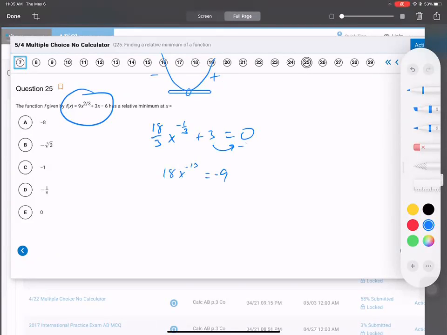Negative 9, so we minus 3, and then we multiply by 3. That's 9. We're going to divide it by 18. Divide by 18. Sorry, what am I doing? I'm sorry. x to the negative 1/3 is equal to negative 9/18, or so 1/2.